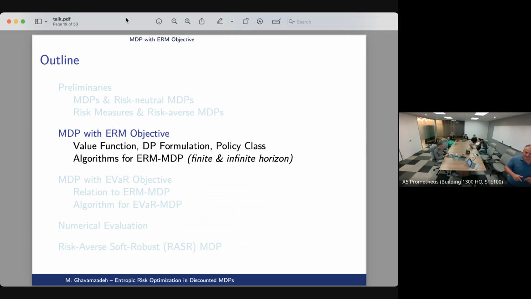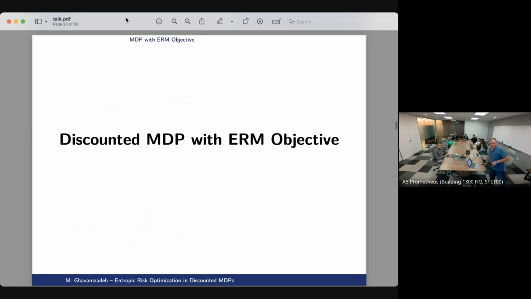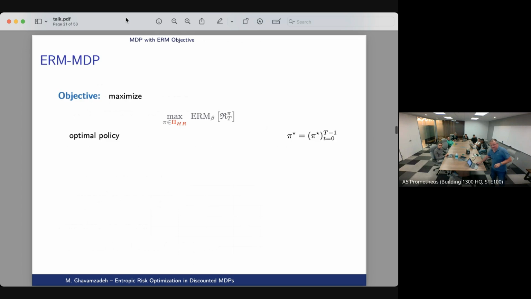So now let's focus on MDPs with ERM objectives. So far, everything was just introductory. Now that you understand what a risk-averse MDP is, let's focus on a risk-averse MDP when the risk measure is the entropic risk measure and see how we can solve this MDP. Okay, so: discounted MDPs with ERM objective. I emphasize this is discounted because there has been some work on average reward MDPs with ERM. This is specific to discounting.